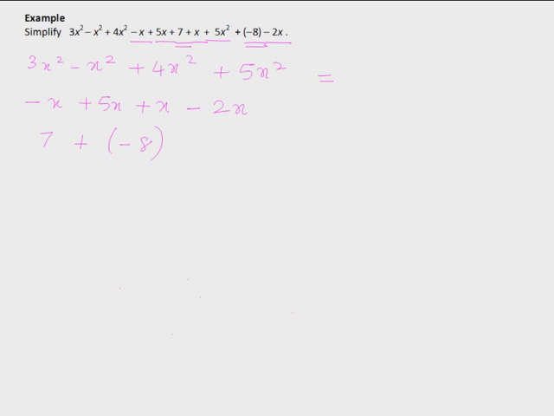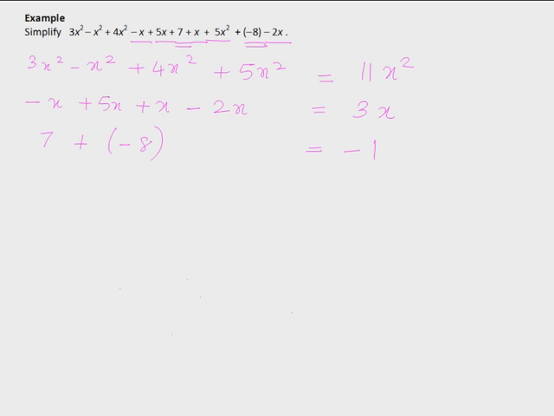3 minus 1 plus 4 plus 5. That's 5, 9, 12 minus 1. That's 11x square. Minus 1 plus 5 plus 1 minus 2. The minus 1 and plus 1 cancel out. So what we're left with is 5 minus 2, which is 3. So we have 3x finally. And 7 plus minus 8 is minus 1. So these are my three terms.